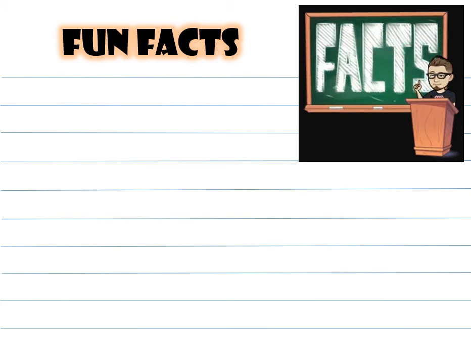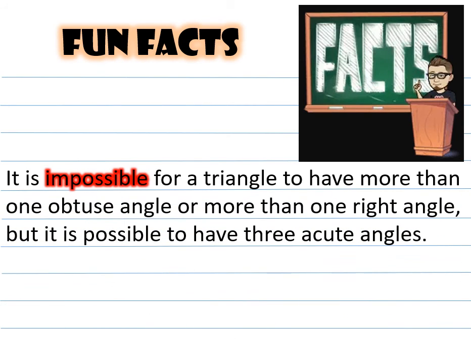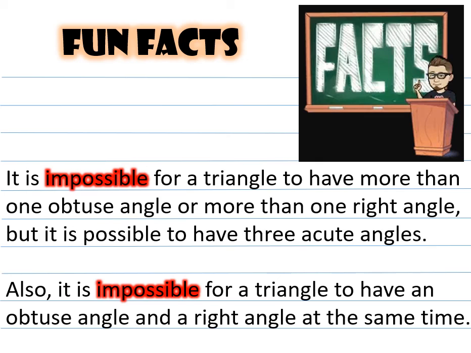Here are some fun facts about triangles. It is impossible for a triangle to have more than 1 obtuse angle, or to have more than 1 right angle. But it is possible to have 3 acute angles. Also impossible is for a triangle to have an obtuse angle and a right angle at the same time.